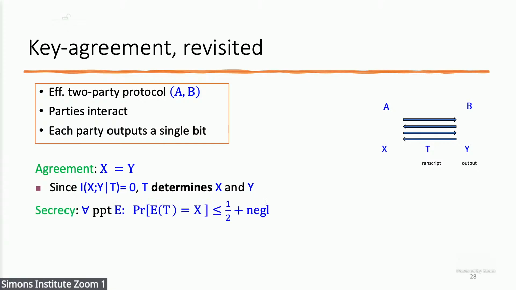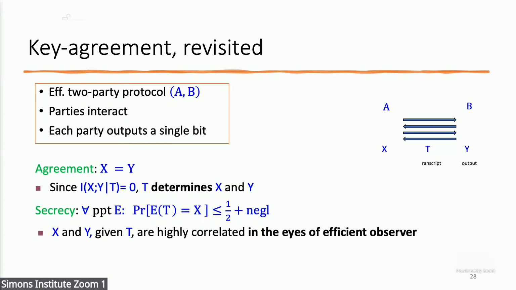But secrecy says, on the other hand, that for any efficient adversary, the probability he guesses X is 1/2. So from his point of view, given T, X and Y look highly correlated. They are always the same and uniform. Their mutual information is 1. So what happened here? Information theoretically, they are not correlated, but computationally, they are as correlated as they can be. They have full mutual information given the transcript. Good. Can we generalize this phenomenon?